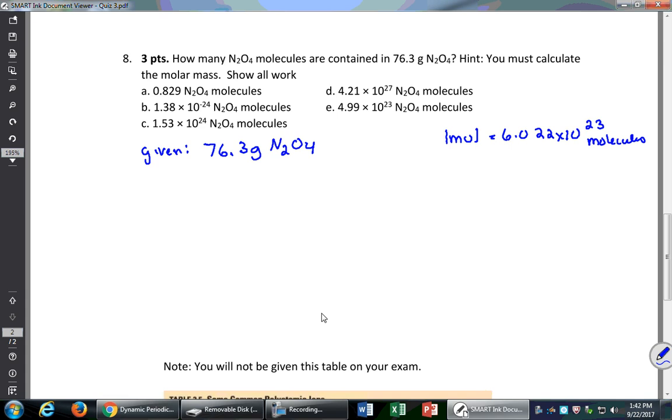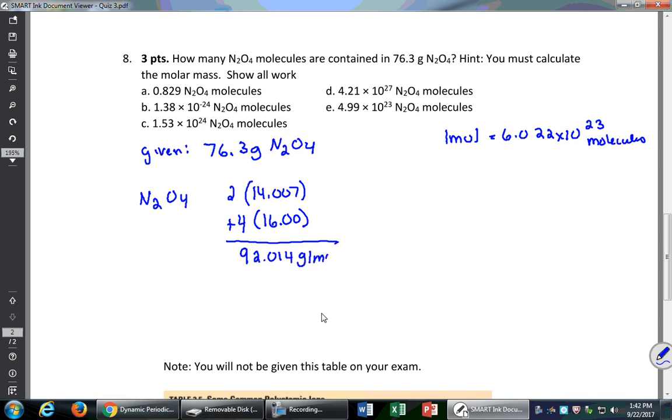So we have to calculate our molar mass. We have our formula. We have 2 nitrogens. If we look on the periodic table, our molar mass of nitrogen is 14.007. We're going to multiply that by 2. Then we're going to add that to our oxygen, 16.00. And of course, we're multiplying that by 4. So now we have our molar mass, and that gives us our relationship of grams in N2O4 to moles in N2O4.